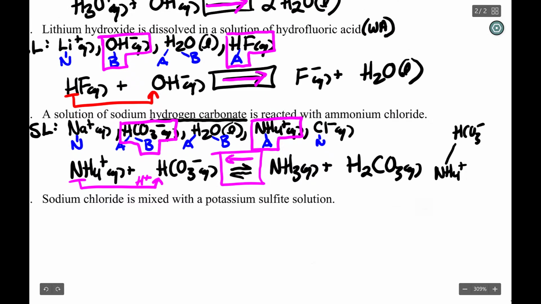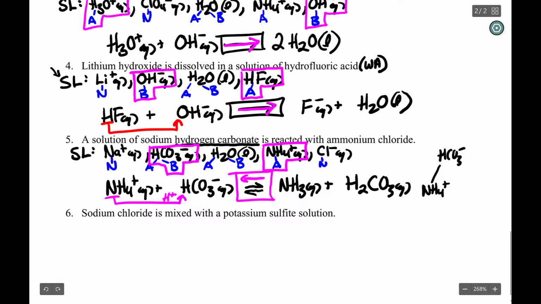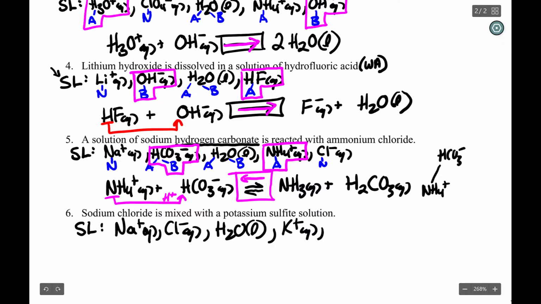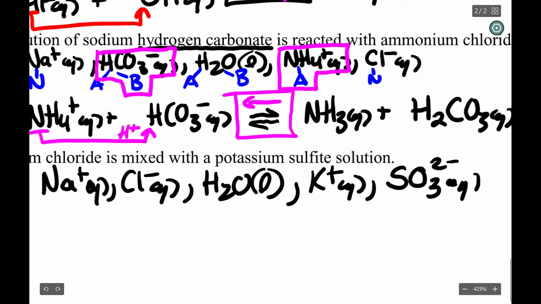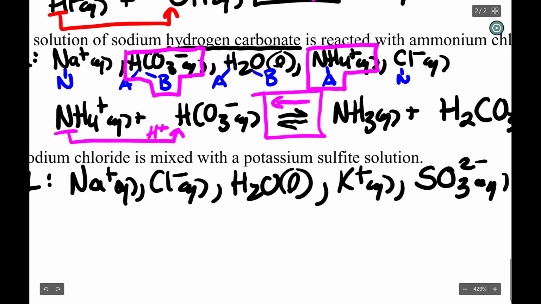Okay, let's look at our last one. A solution of sodium chloride, so sodium ions aqueous, chloride ions aqueous, that's salt water, is mixed with a solution of potassium sulfite. So I have water there, potassium ion, and sulfite ion, which is SO3 2- aqueous. So let's label all of these things as acid, base, both, neither.